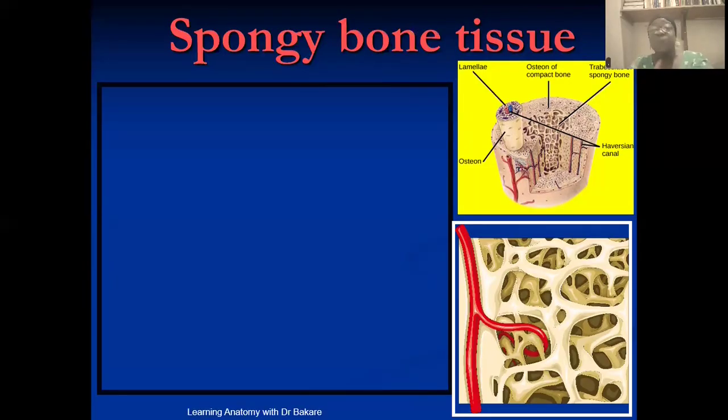So let's dive into the microscopic anatomy of the spongy bone. Remember, we said that bones can exist in two forms. You can either have the compact bone or the spongy bone. The compact bone can also be referred to as the cortical bone, and these are seen to be hard, while the spongy bone can also be referred to as the cancellous bone, and these bones are seen to be soft.